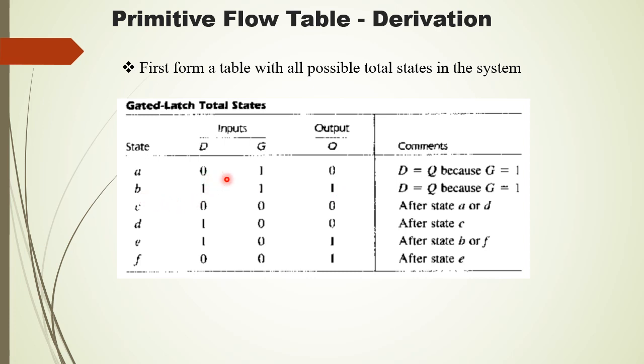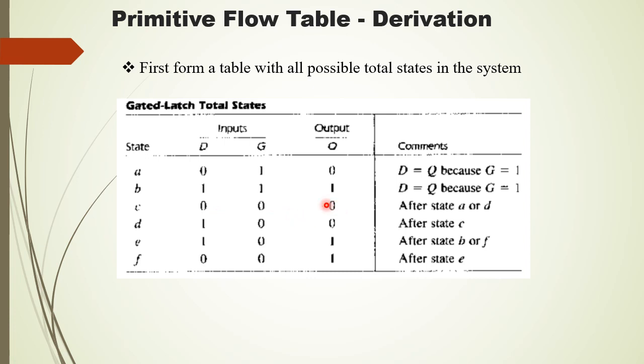Now there is a possibility that with D equal to 0, we may change the input G from 1 to 0. As per the design specification, when G becomes 0, whatever the input state is, that will be maintained at the output. So with 0 0 and output 0, a new state is defined and we call it state C, which can happen even with G still 0 and we try to change the D input to 1.